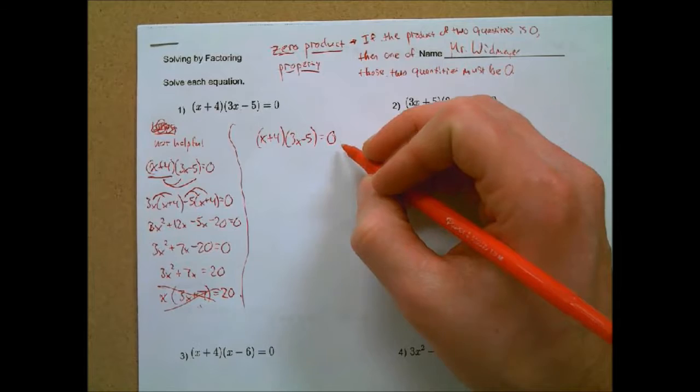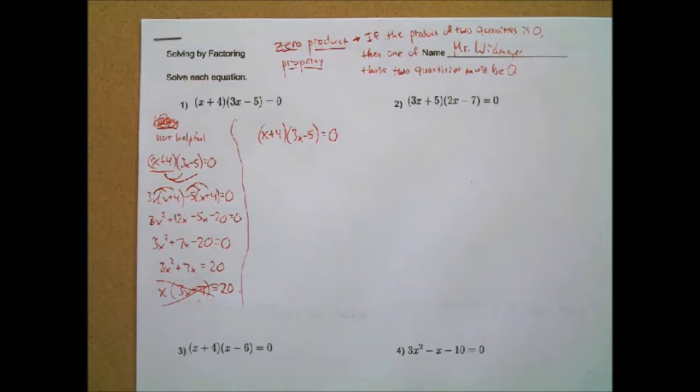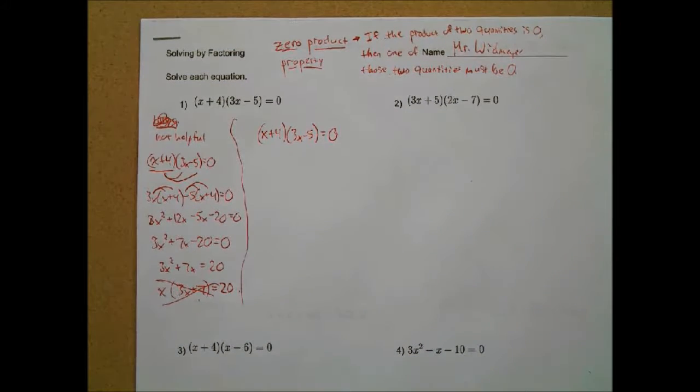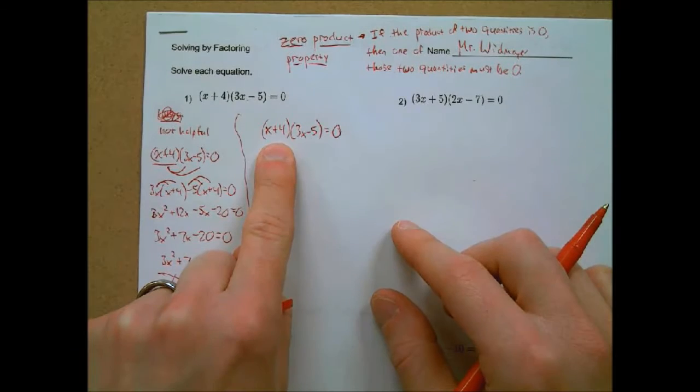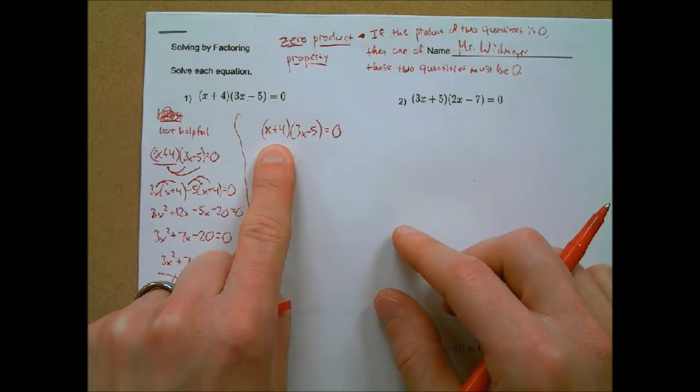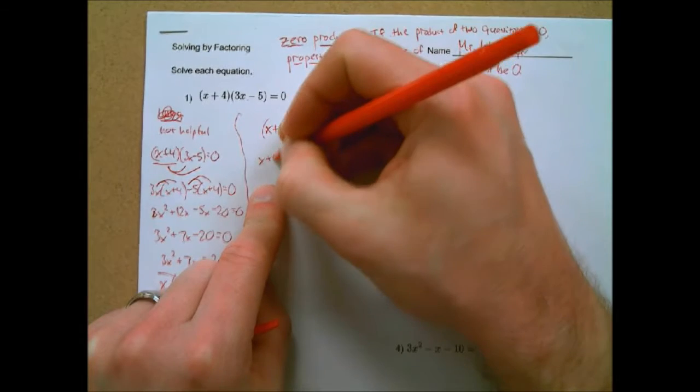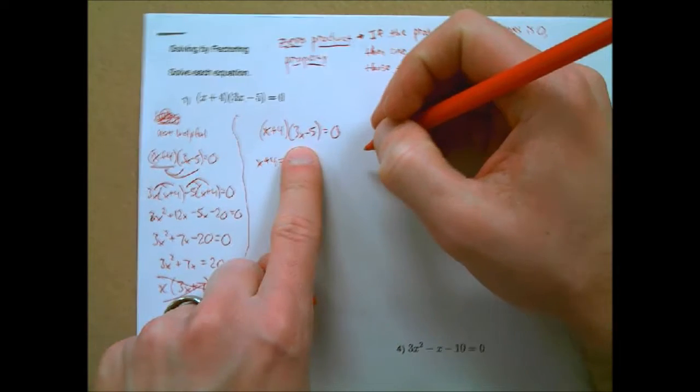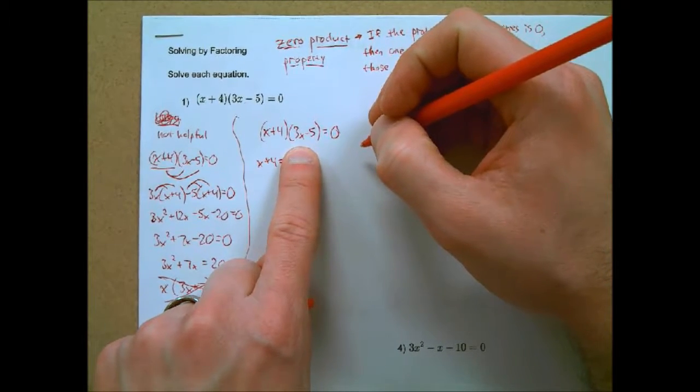Wait, is this one the right one? Yeah, this is the right way to do it. Yes, you definitely want to write down this one. Okay? So we have two things that multiply to give me 0. If two things multiply to give me 0, what must one of those two things equal? 0. So either x plus 4 is going to equal 0, or 3x minus 5 has to equal 0.